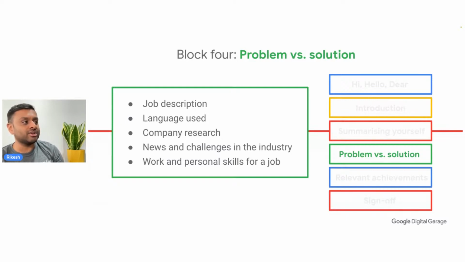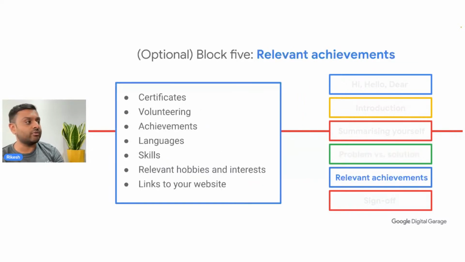Is thinking about this problem versus solution paragraph. We'll look at an example of that coming up in just a moment as well. And then also think about relevant achievements. This is an optional paragraph to add in, because the keyword here is relevant. So we want to add in any relevant achievements that we feel are going to be applicable for the position that we are applying for in general as well.